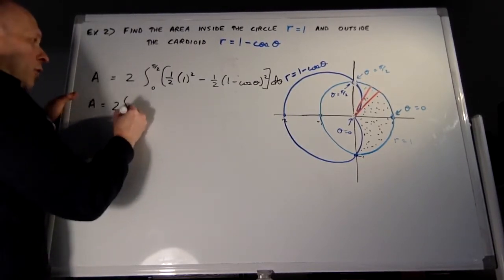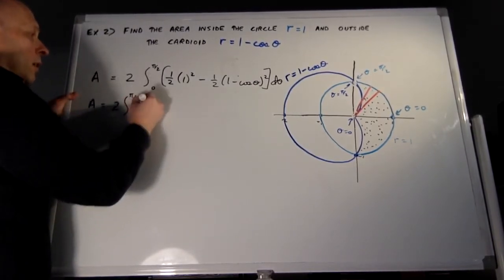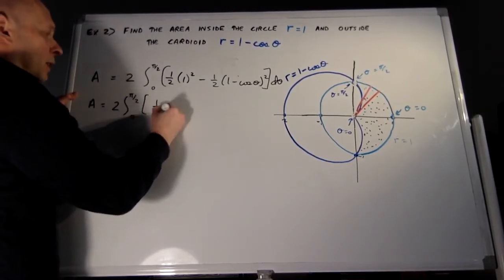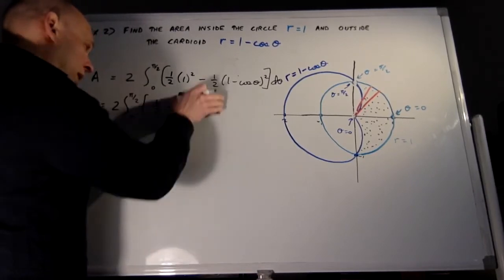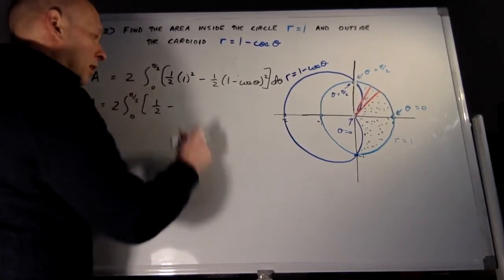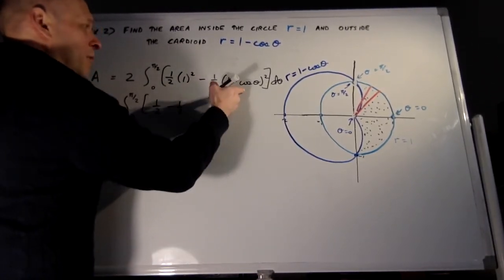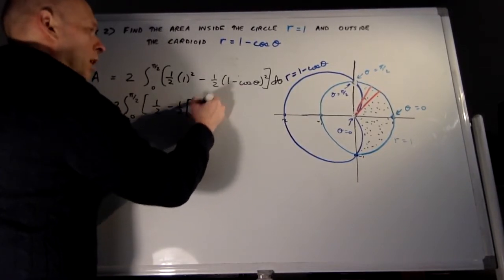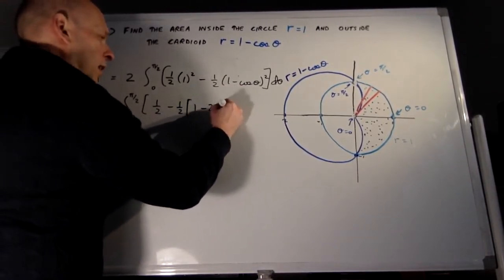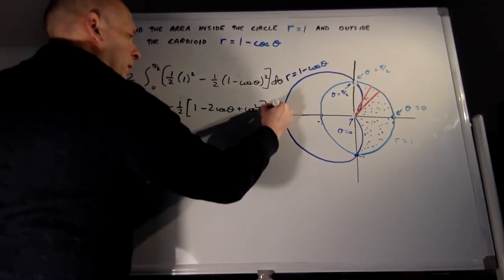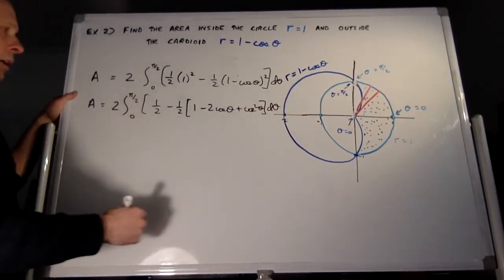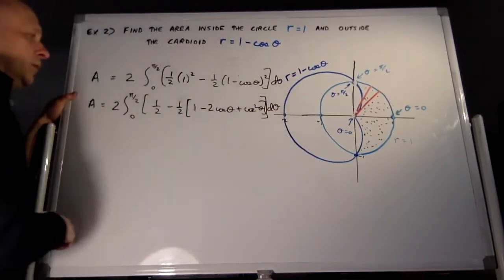So 2 times the integral from 0 to pi over 2 of, what do we got here? 1/2, and then minus 1/2. Whoops, can't distribute that 1/2 across there. Okay, minus 1/2, and then we'll expand this. So 1 and then minus 2 cosine theta, and then plus cosine squared theta over here, d theta. I need another bracket there. Okay, so something like this.